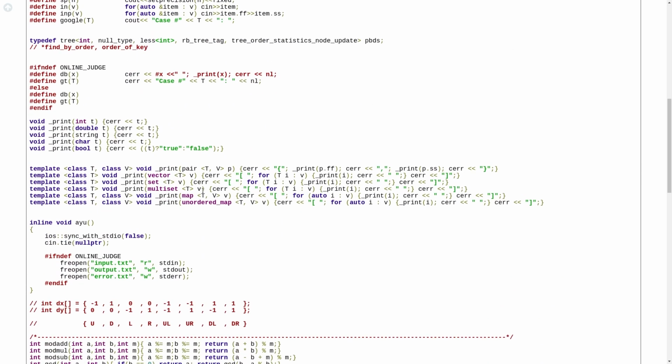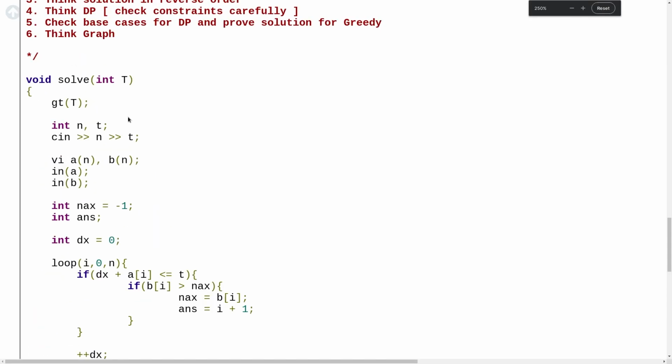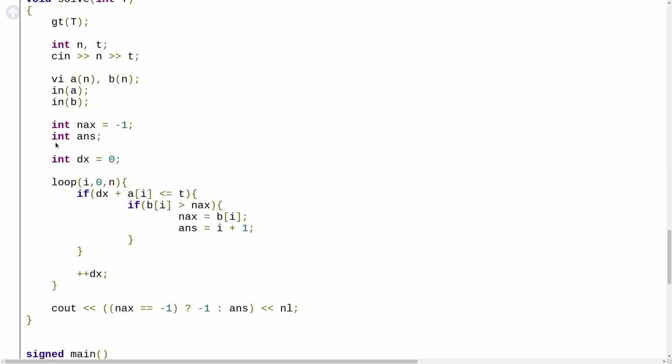So this is what we have, right? Now what I've done is I've initialized two vectors A and B. If I can zoom in a little bit, you can see that I've initialized two vectors, vector int, A and B. This is my way of writing it, and I've taken input. I've initialized my maximum variable with -1, and my answer variable. You could have also used the i value directly. I have maintained the variable dx.